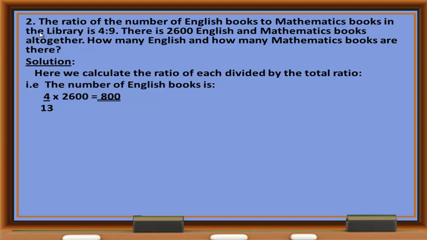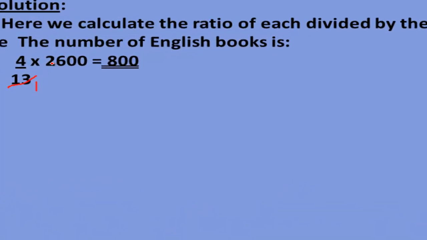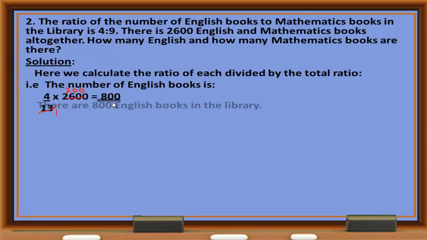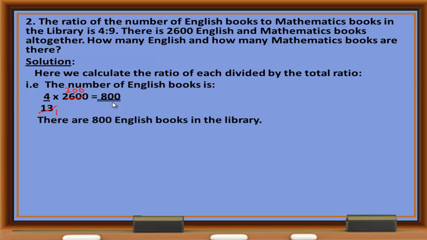is equal to, now we simplify by 13: 2600 divided by 13 is 200. 200 times 4 is 800 English books. There are 800 English books in the library.